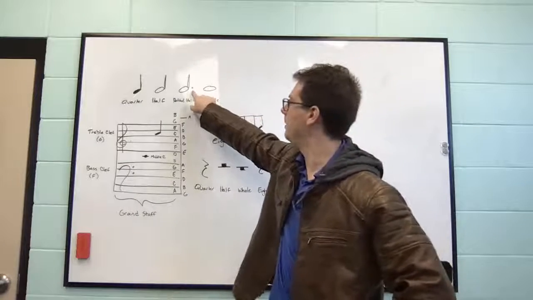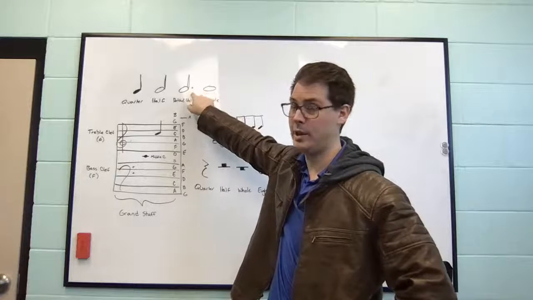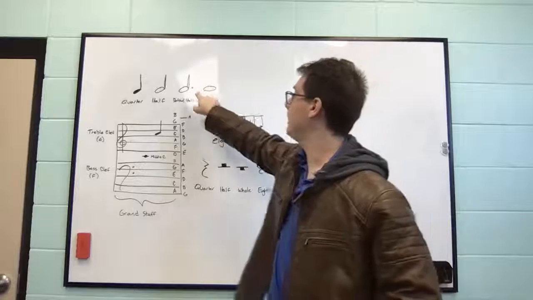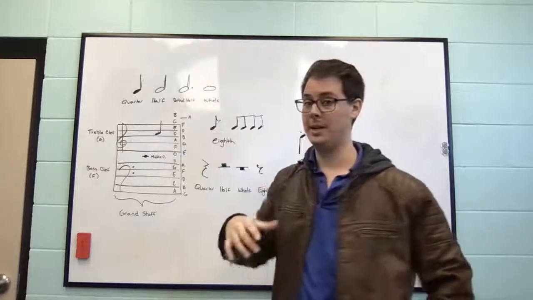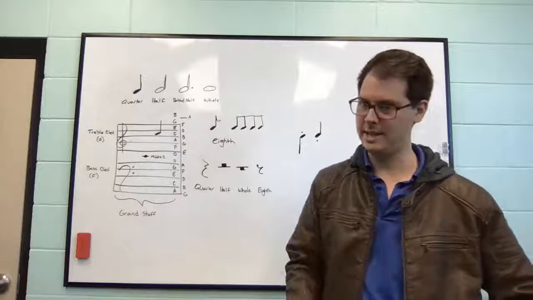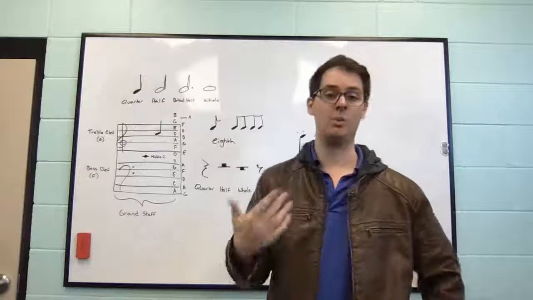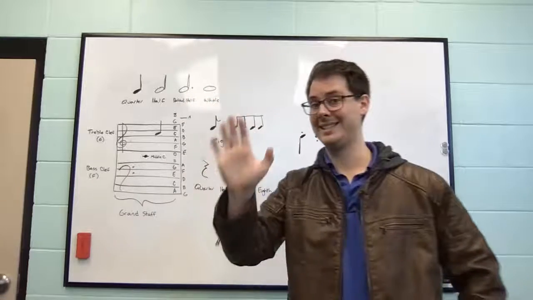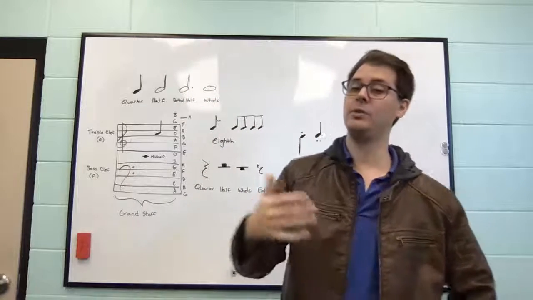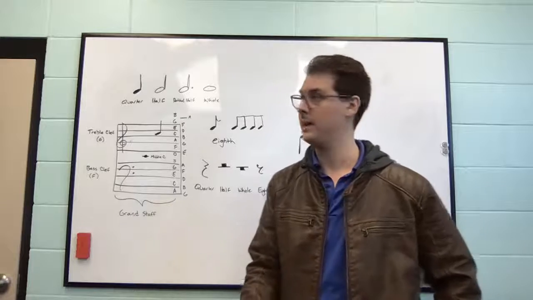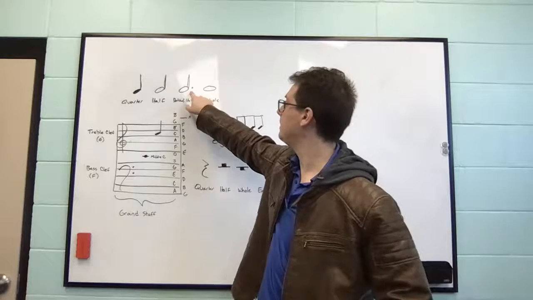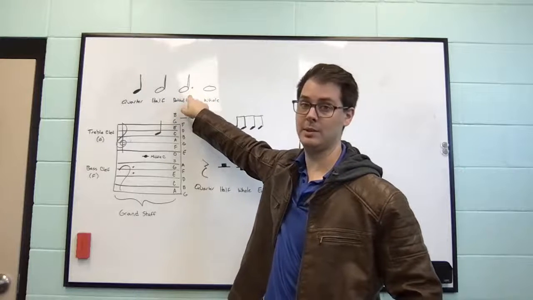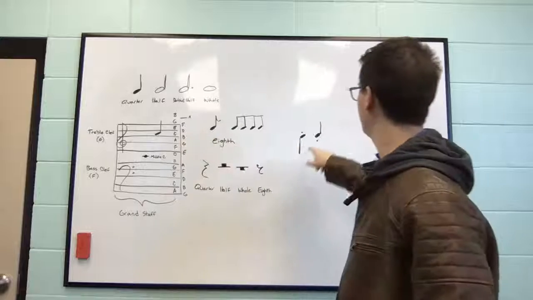Now, I talked about last week, see how this dot is out to the side of the note. That is very important. Sometimes when you see a dot, it can mean multiple things, but where it's placed is what really lets us know what we are going to do. So we have a dot out to the side of a note. It is increasing its value. Okay, so that's why we have here a dotted half note, the dot is out to the side, and it has made this worth 3 now.